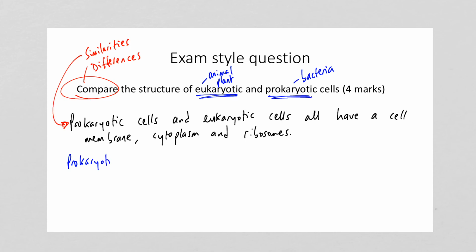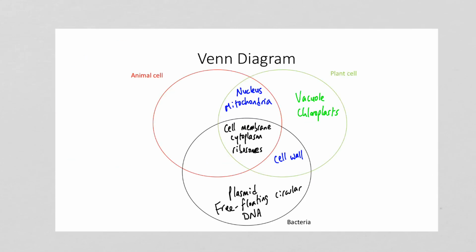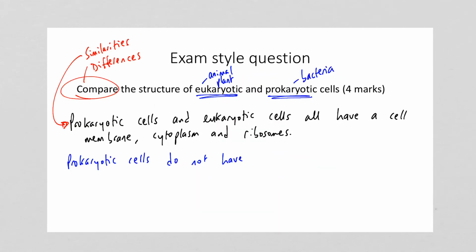Prokaryotic cells do not have, and look back, what do they not have? They don't have the nucleus and the mitochondria there. We want to remember that it's asking us about prokaryotes and eukaryotes. So while prokaryotic cells do not have a nucleus or mitochondria, eukaryotic cells do.